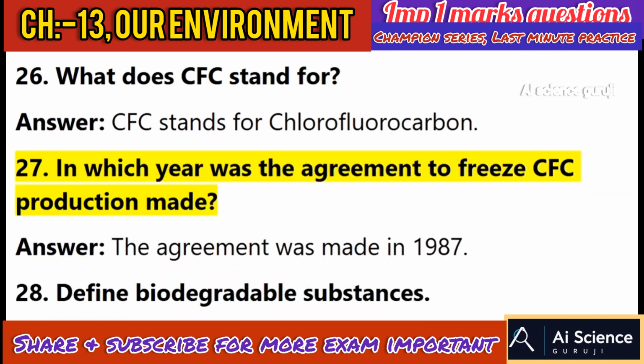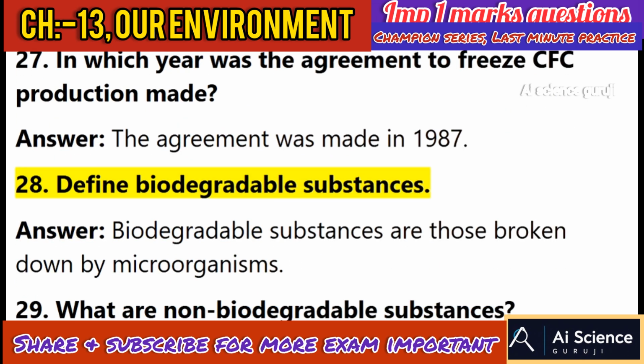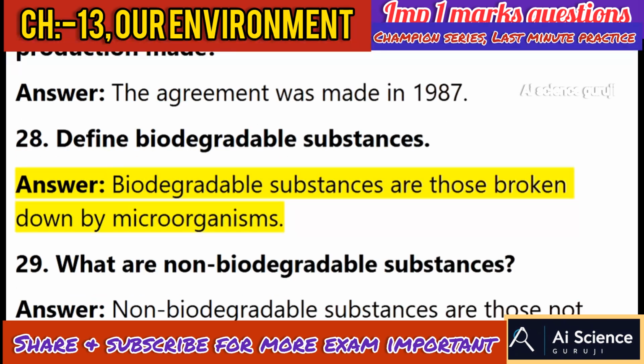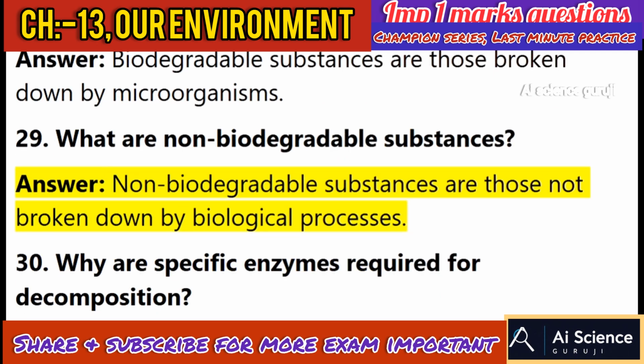27. In which year was the agreement to freeze CFC production made? Answer. The agreement was made in 1987. 28. Define biodegradable substances. Answer. Biodegradable substances are those broken down by microorganisms. 29. What are non-biodegradable substances? Answer. Non-biodegradable substances are those not broken down by biological processes.